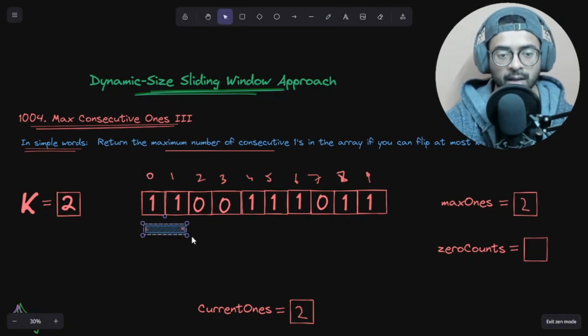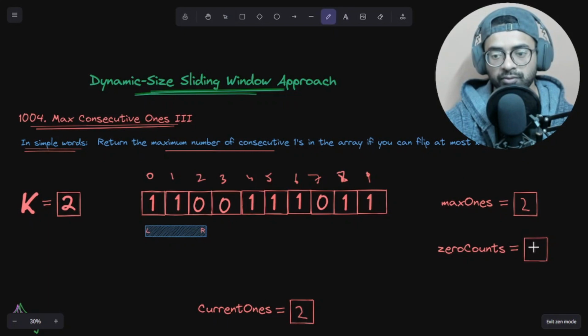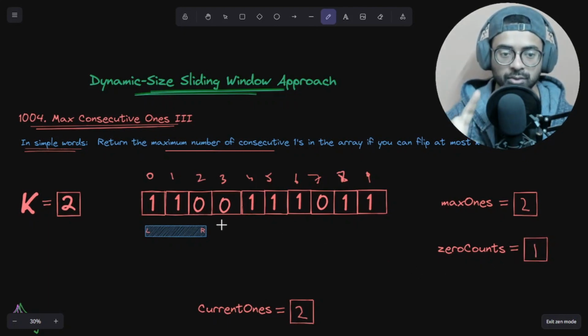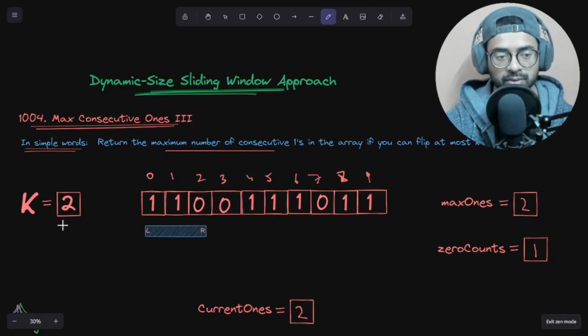Now what will happen when I expand this window further? Right has found 0. What we need to do is first update the 0 count. So right now in our sliding window we have found one 0. Since the 0 count is less than k, we will do nothing and simply move forward, except doing one thing which I've just remembered, that we will update our max ones count.